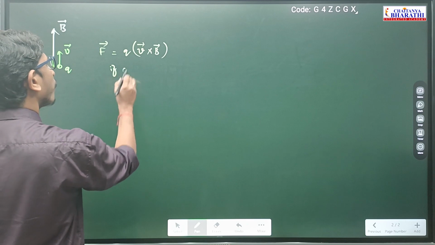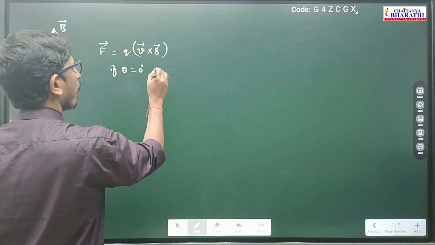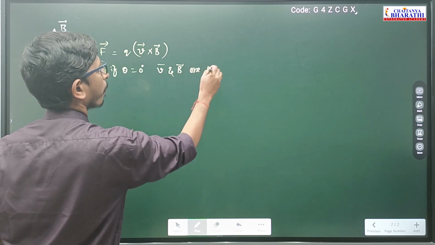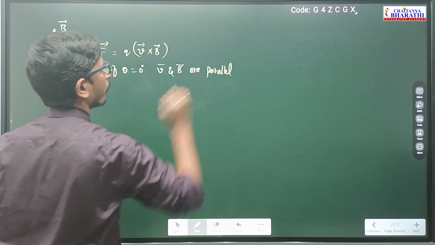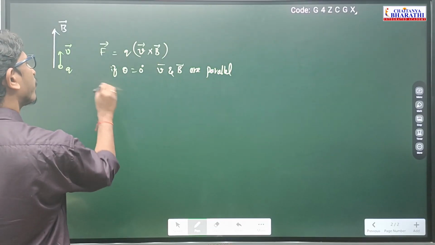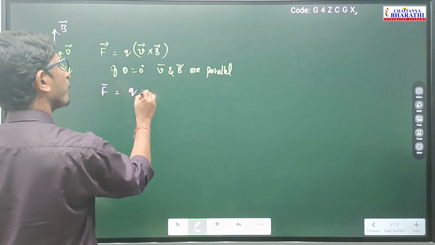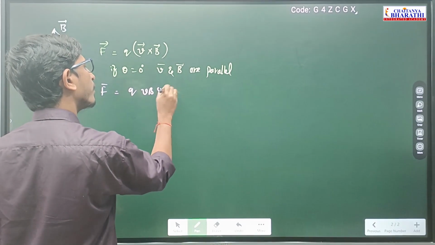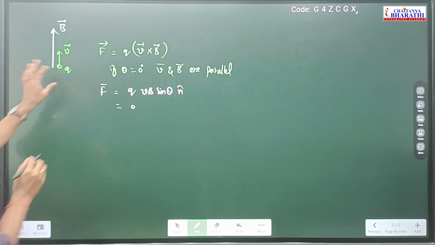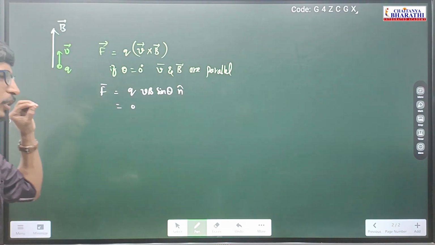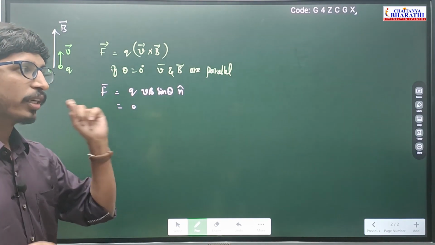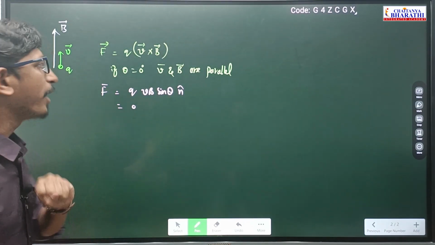If theta is 0 degrees, it means V bar and B bar are parallel. Then what will happen? Automatically the force is going to be q V B sin theta n cap, but theta is 0, so the force is 0. It means that if the particle is projected along the magnetic field, it won't experience any force.